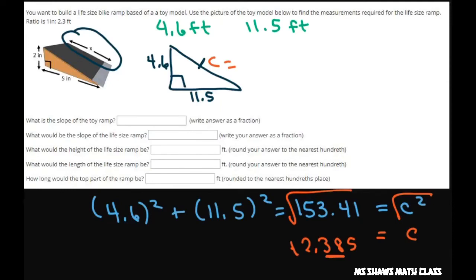But the answer they're giving is 12.38. So they didn't round it properly. So on the quiz, you want to write it as 12.38, so you get it right. It really should be, though, 12.39.